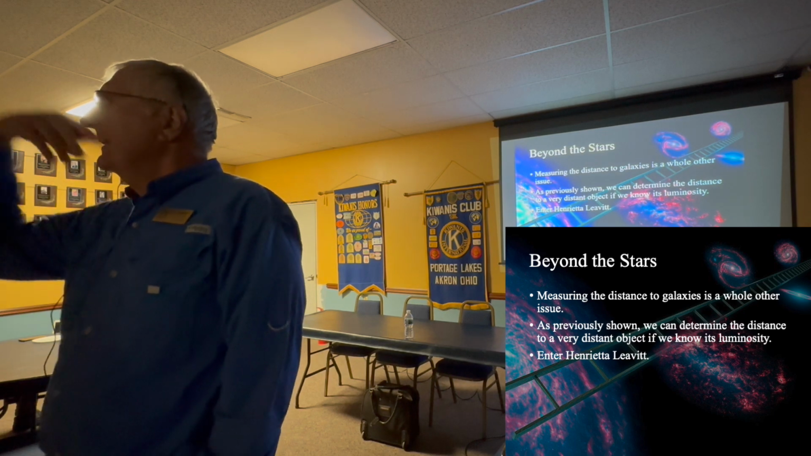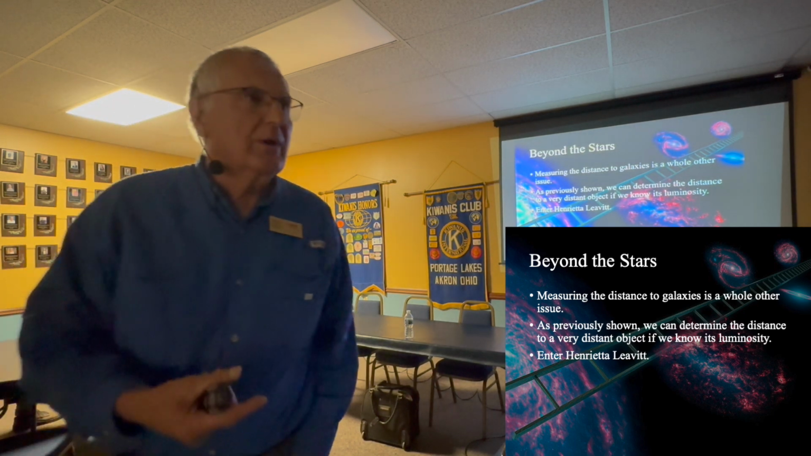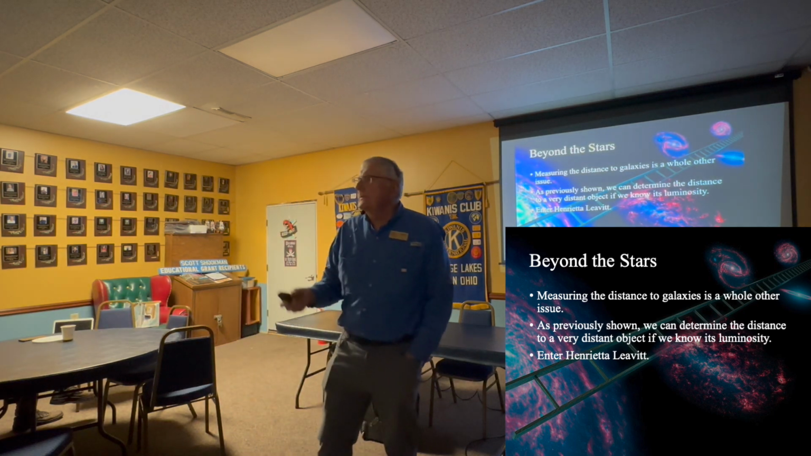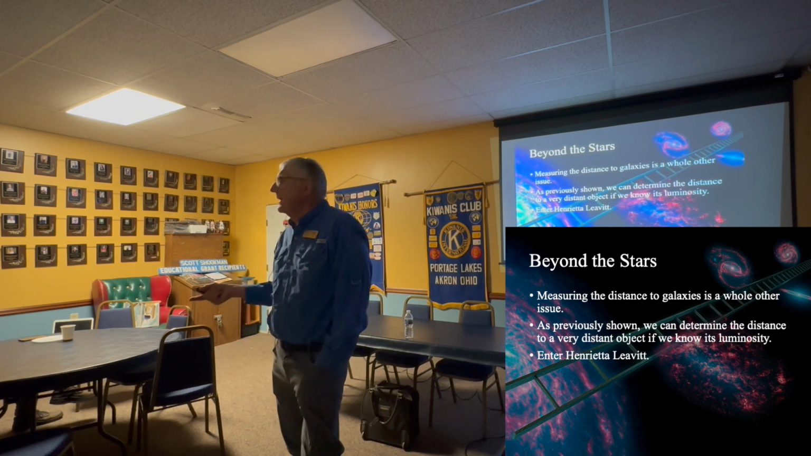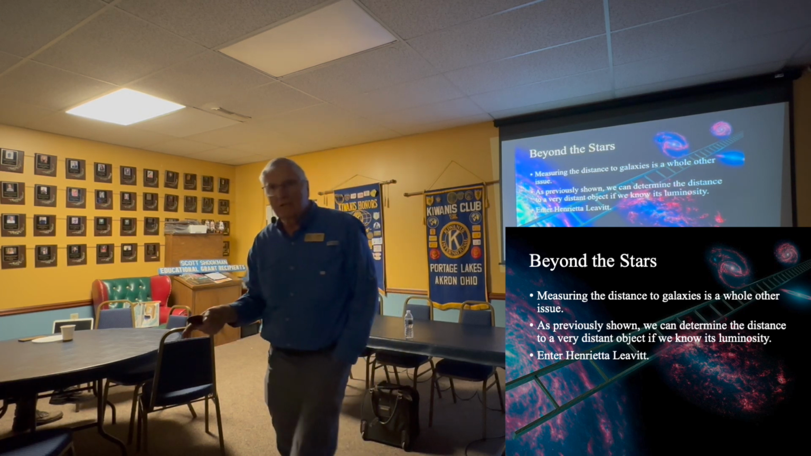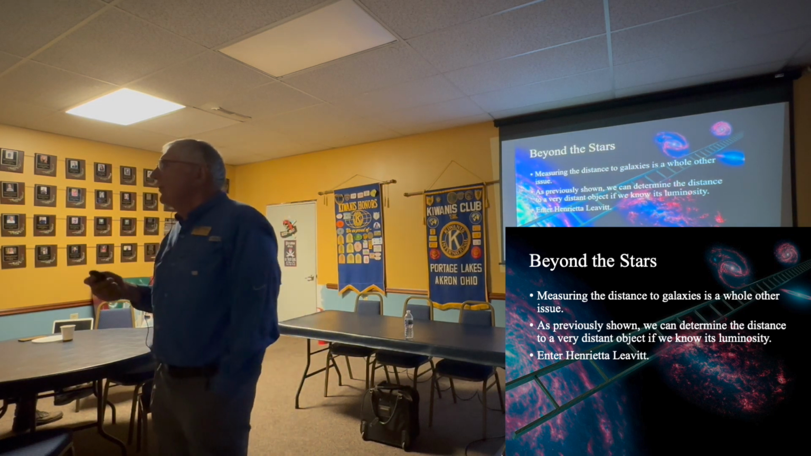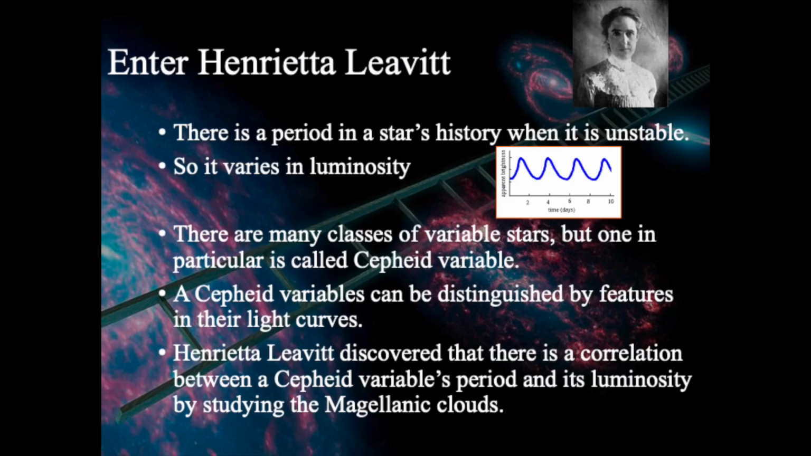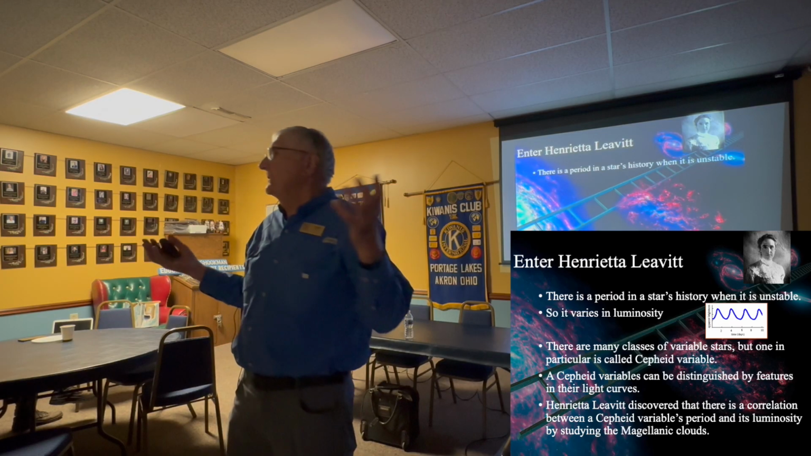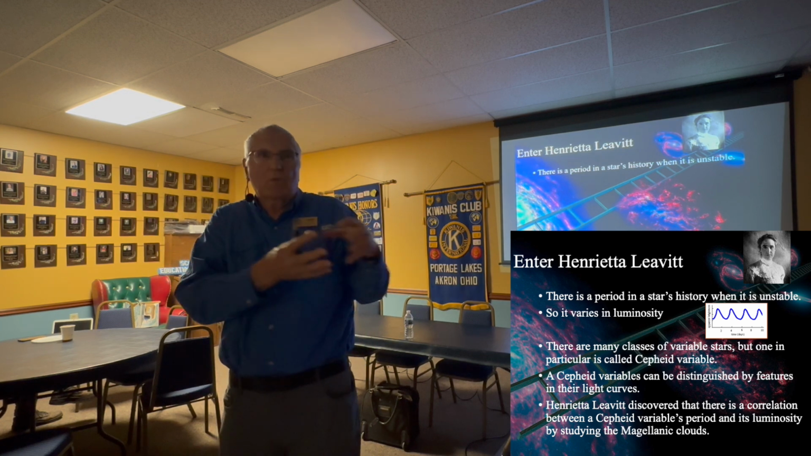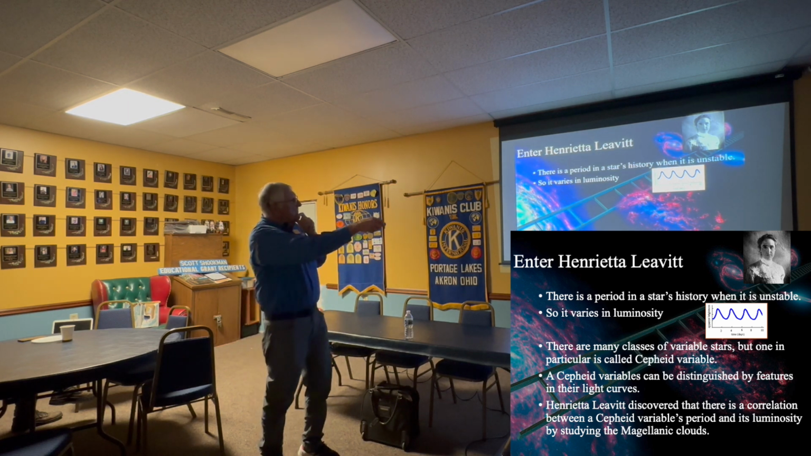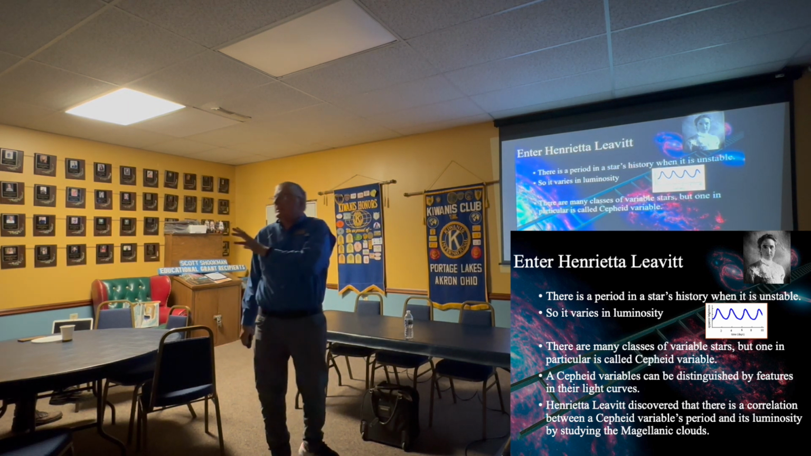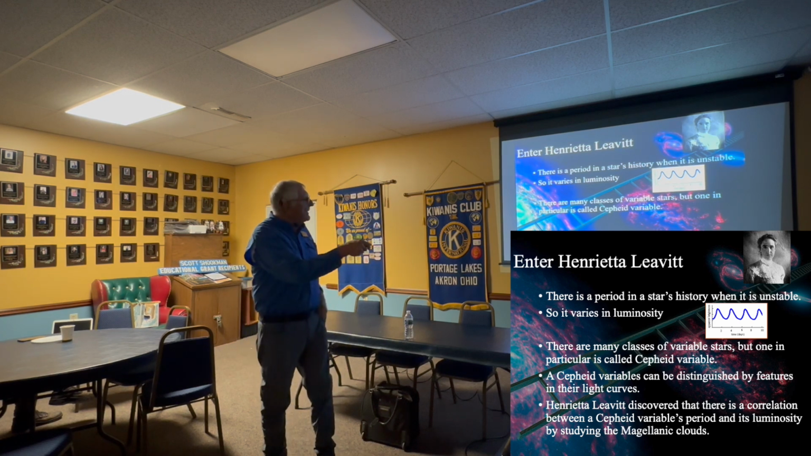I think I did this talk about 5 or 6 years ago on the Harvard computers. She was one of the Harvard computers, which is this whole group of women that were analyzing photographs in the late 1800s, early 1900s. And Henrietta Leavitt's thing was variable stars. These are stars in a period of their history when they're unstable. I like to tell people they're unstable when they're young and they're unstable when they're old. It's kind of like people that way. And so they vary in brightness. Now there's a number of classes of these things, but the ones that we care about are Cepheid variables.